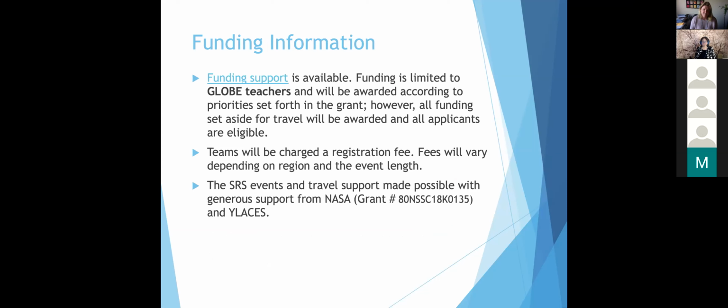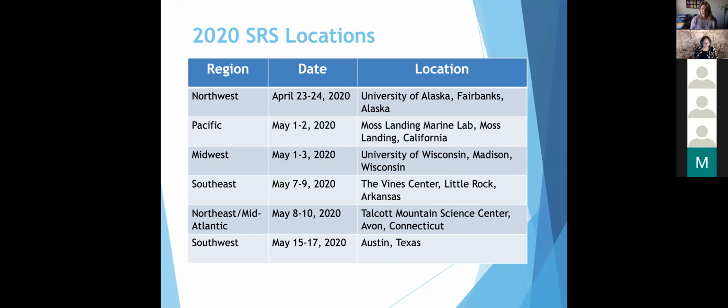There's a small registration fee to attend of $200, but a lot of our travel support and the SRS events themselves are mainly funded by a grant from NASA and also YLACIS, which is Youth Learning as Citizen Environmental Scientists. These are our locations. They start at the end of April, April 23rd and 24th. The first one will be at the University of Alaska in Fairbanks. And then the last one is in the Southwest in Austin, Texas, May 15th through the 17th. So they're pretty close together, all in the spring.